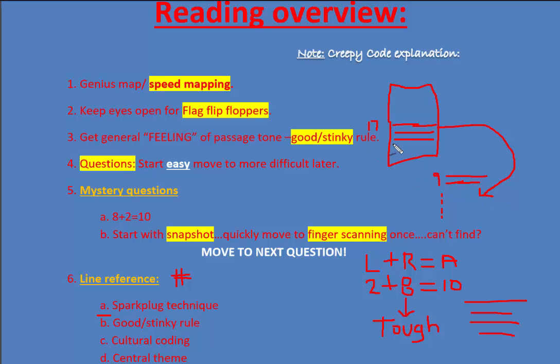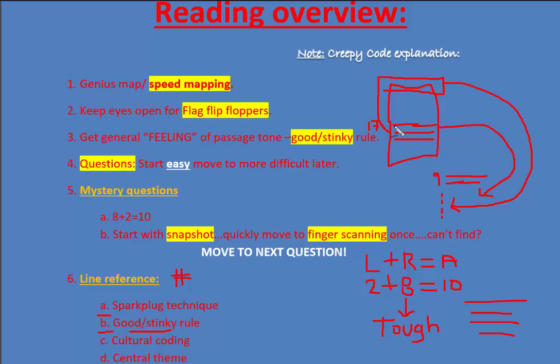So what we can do is override the test writer by doing the spark plug. Since this area here, line 17, is a detail, and details support the topic sentence, let's go ahead and read the topic sentence and try and reword the topic sentence into the answer choices. That's called the spark plug. B, we can use the good stinky rule as well.